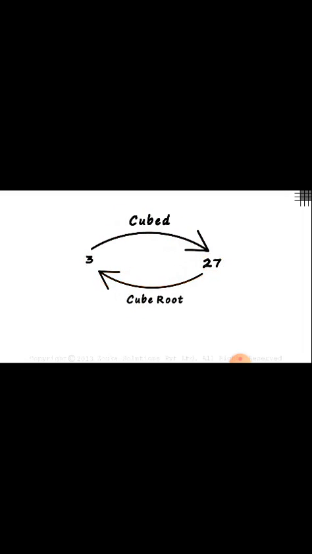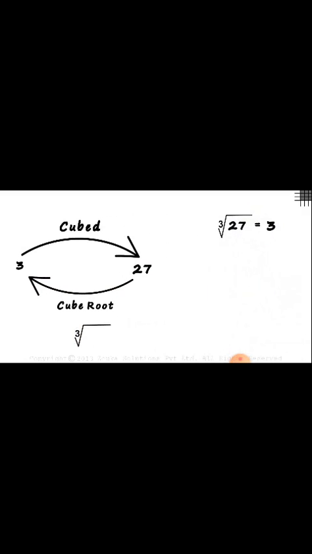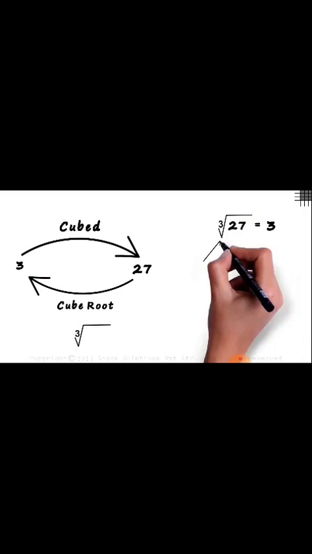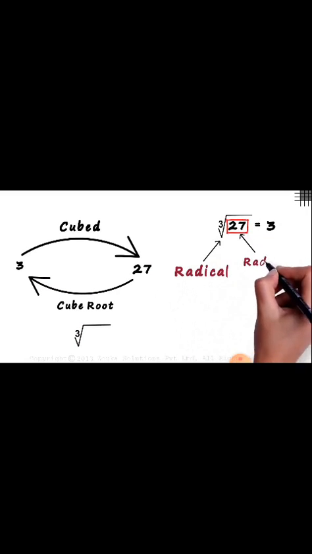Well, this is how the symbol of a cube root looks like. A root sign with a 3 here. So we can say that the cube root of 27 is 3. And as we saw in the square root video, this root sign is called the radical, and the number inside it is called the radicand or the base.